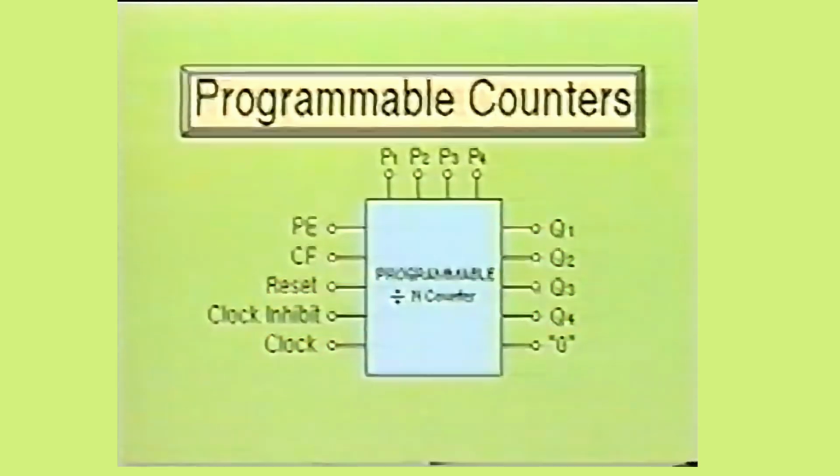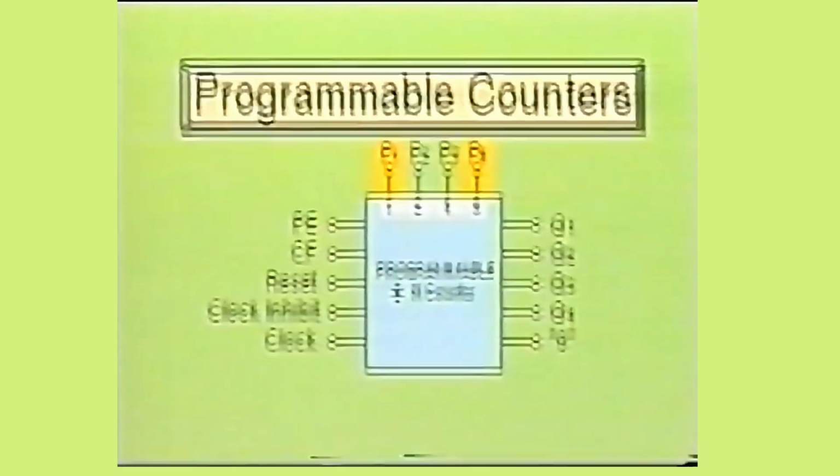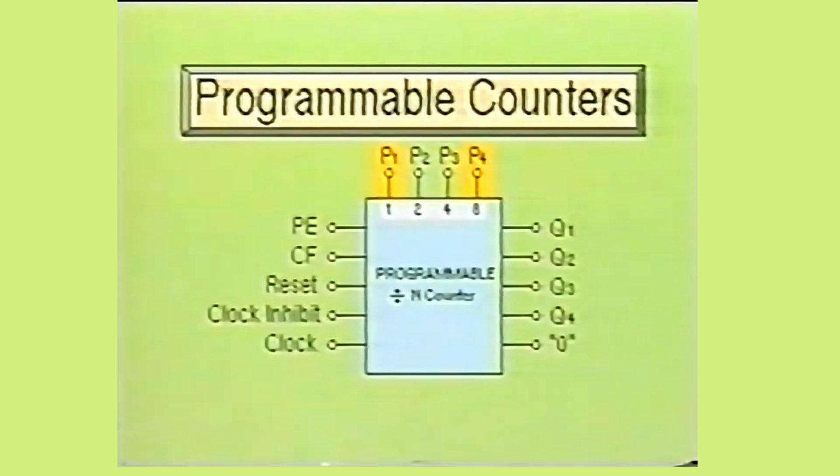Now that you know what the input and output functions are, let's examine this circuit to see how it works. We will start by programming inputs P1 through P4 with the binary number 9. P1 will have a binary weight of 1, P2's binary weight is 2, P3's binary weight is 4, and P4's binary weight is 8. So the input signal placed on P1 through P4 will be 1, 0, 0, 1, respectively.